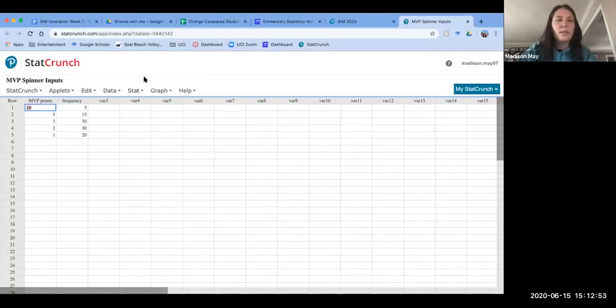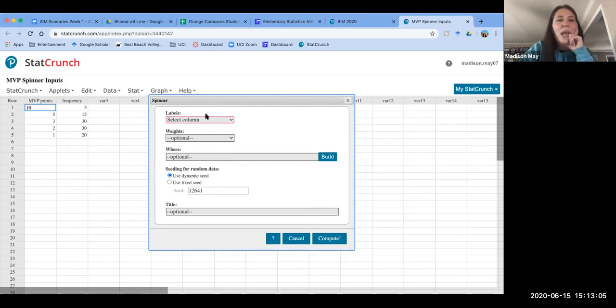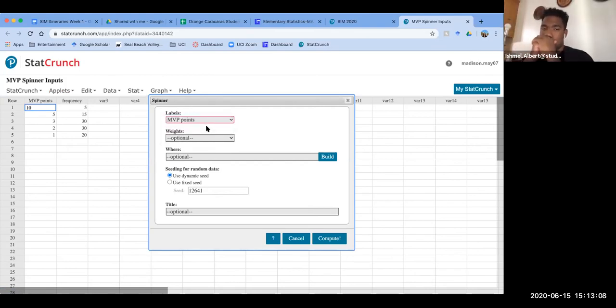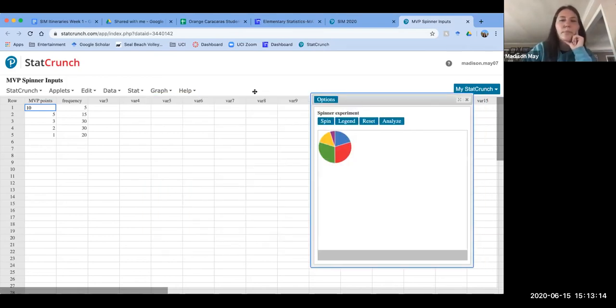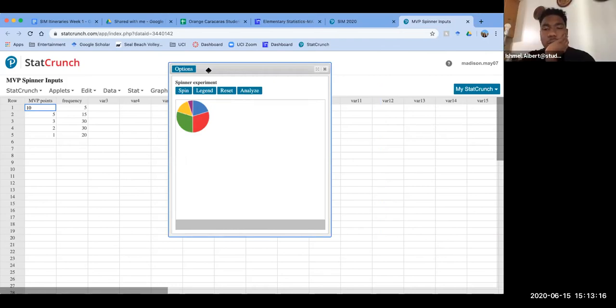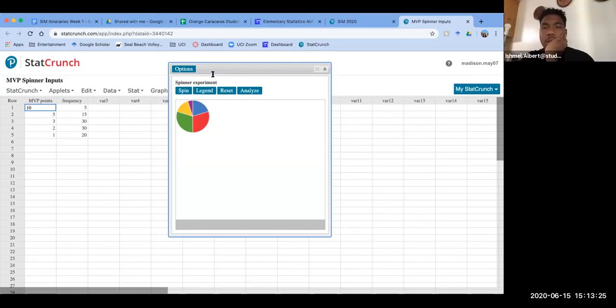Okay. Let me share my screen. So Ish, the data set for MVP spins is under our sim group. You put applets, spinner. Oh, I'm going too fast for you. No, it's all right. Labels is MVP points, and then weight is frequency. Compute. Boom. Okay. Who's going first for their spin? Ish, do you want to keep track of how many points they get?